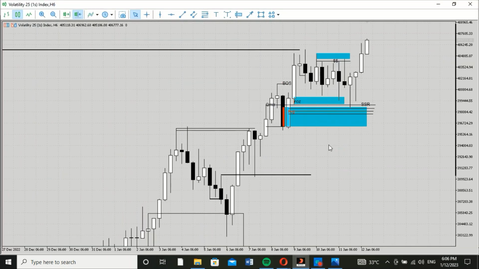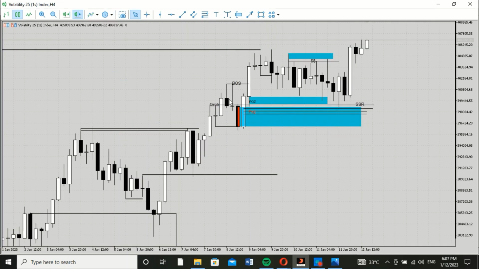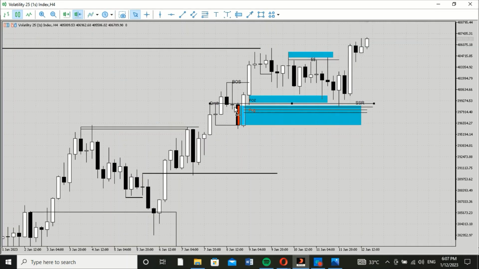Back to the chart. Now after seeing this whole bullish order block right here on the 6 hour, I was trying to refine. I ran down to my 4 hour. This is my 4 hour order block.